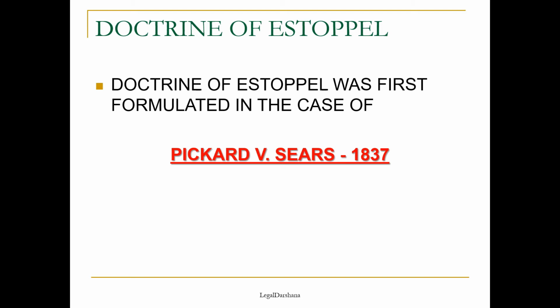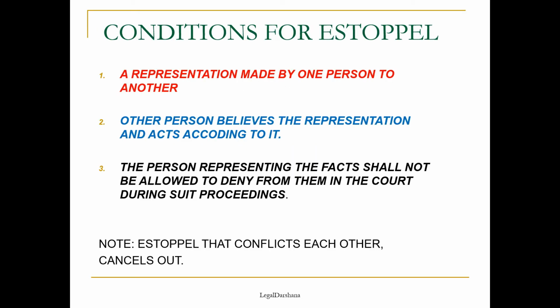Below are the conditions for the application of the doctrine of estoppel in Section 115 of the Indian Evidence Act 1872. There must be a representation made by one person to another, and the other person to whom the representation is made believes it to be true and acts upon it, thereby altering his position. Then, in the suit between the parties, the person who represented the fact or situation shall not be allowed to deny the truth of his representation. However, where there is a conflict of estoppel, that is, both the parties have represented some fact to the other party, they both are estopped from denying both the facts, and therefore the estoppels cancel out each other.